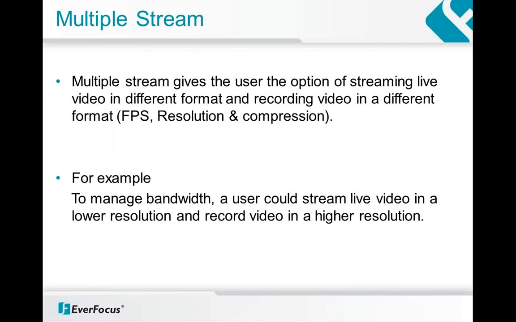Next, we're going to talk about multi-stream. So multi-stream gives you the user the option to stream live video in different formats and record video in different formats. That means the frames per second, or FPS, the resolution, and the compression. For example, to manage bandwidth, a user could stream live video in a lower resolution and record video in a higher resolution. That allows you to manage your network and your packets on the network a little bit more efficiently.